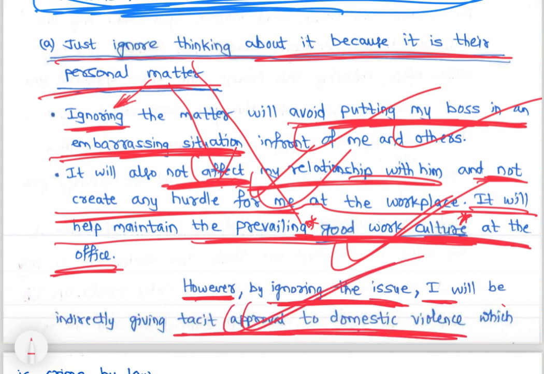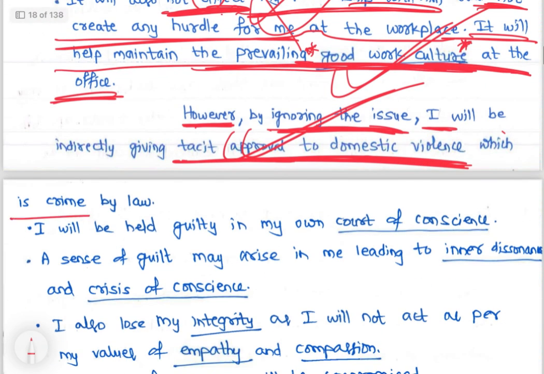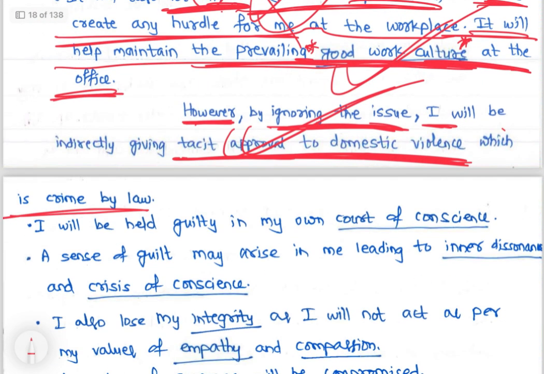violence. So by just ignoring, thinking about it as a personal matter, it is a personal matter नहीं है, by ignoring it I am giving tacit approval to domestic violence which is a crime by law, right? Then I will be held guilty in my own court of conscience. Again conscience syllabus का word, right? So अगर चुप रहा तो I will feel guilty, right?